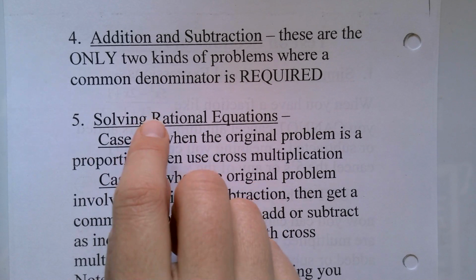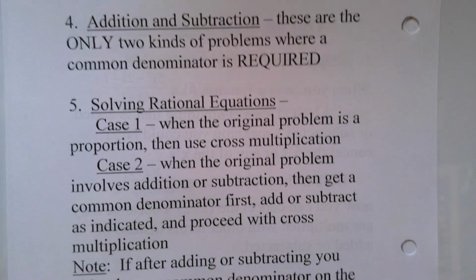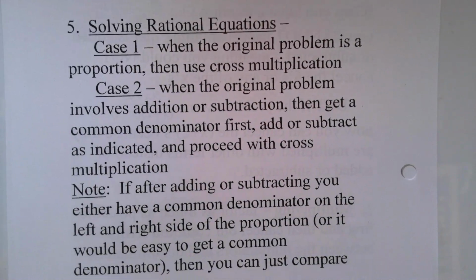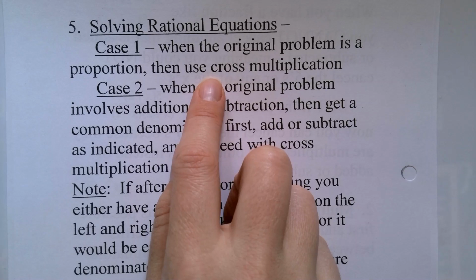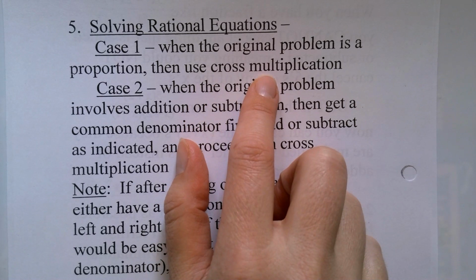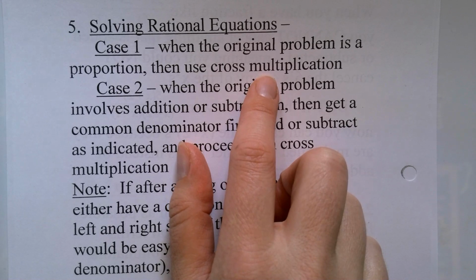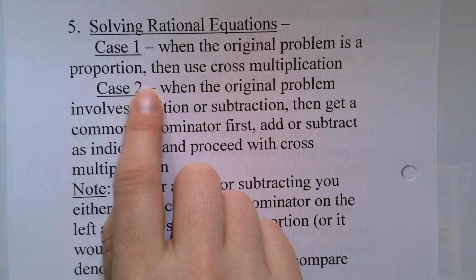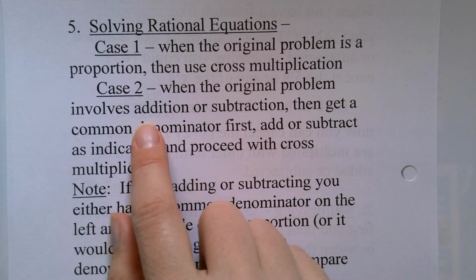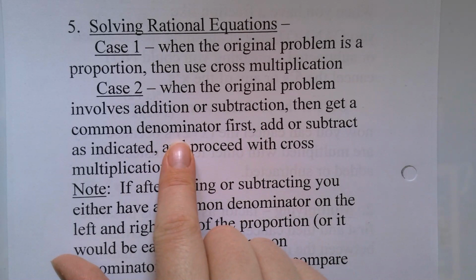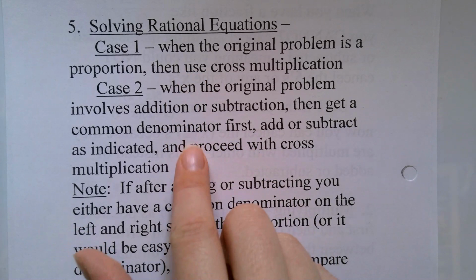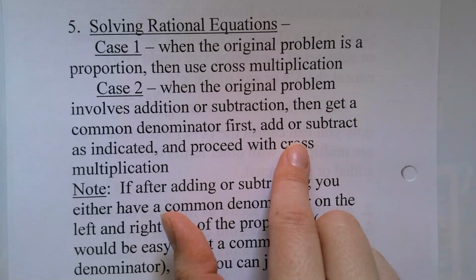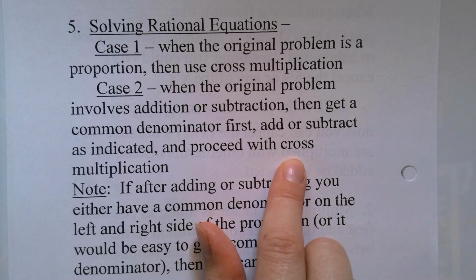Then we have our last concept, from 8.5, and that is solving rational equations. Case 1 is when you have a proportion, you can cross multiply, but I avoided that because sometimes with cross multiplication it can get a little bit sticky with higher powers and bigger numbers. So I normally look at the idea with case 2. When the original problem involves addition or subtraction, you get a common denominator first. Even when there's just two fractions equal to each other, you can still build a common denominator across the entire fraction. I am not going to proceed with cross multiplication.